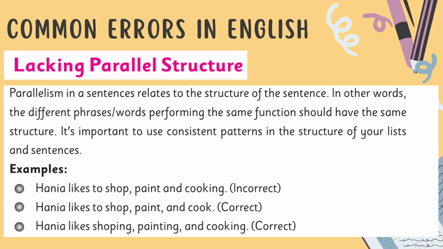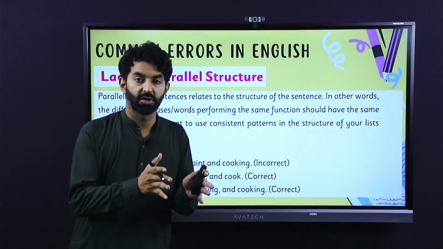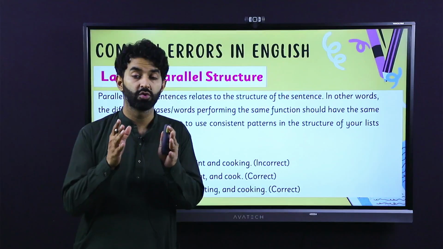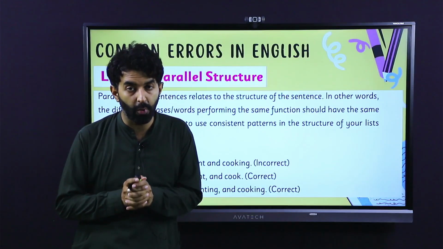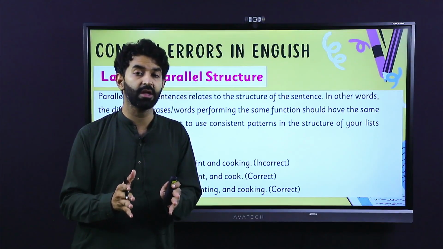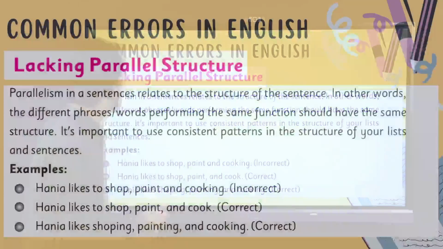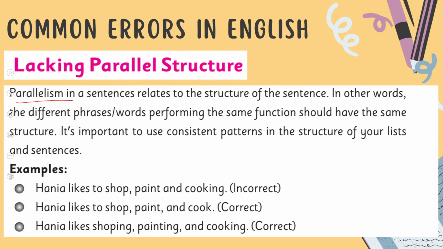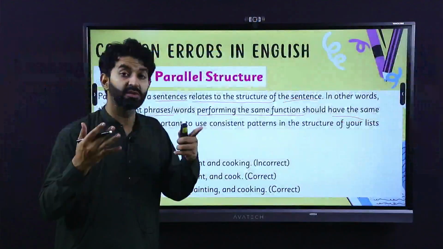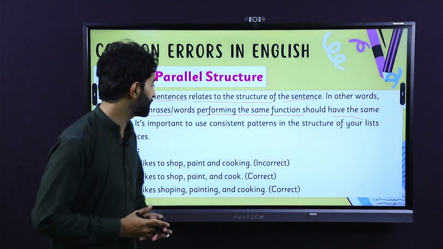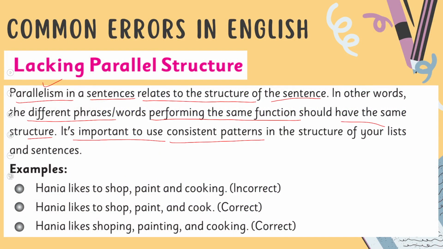Now, let's talk about lacking the parallel structure. We know that following a correct structure in a sentence is very important. And if you're not taking care of this thing, you will come across an error. So, parallelism in a sentence relates to the structure of the sentence. In other words, the different phrases or words performing the same function should have the same structure. If the function is the same, then the structure should also be the same in the sentence. It is important to use consistent patterns in the structure of your list and sentences.